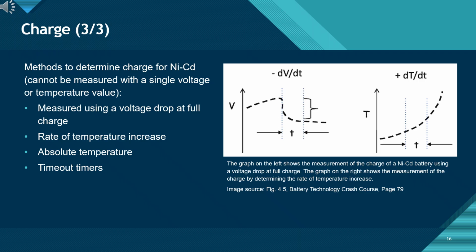Another method is to monitor the rate of temperature increase, shown in the right-hand graph. As the battery reaches full charge, heat starts building up quickly, so a sharp rise in temperature is a strong indicator. Other techniques include measuring the absolute temperature itself or using timeout timers to stop charging after a safe period. In practice, chargers usually combine two or more of these methods to avoid overcharging and overheating. The key takeaway is that NiCd charging is not as simple as looking at one number. You need to track multiple signals to charge safely and effectively.